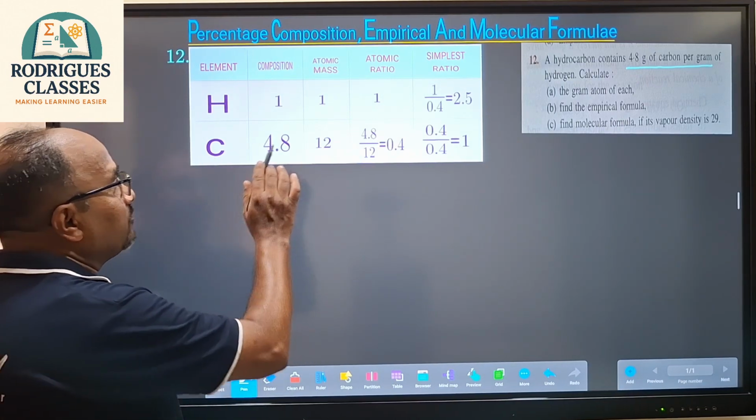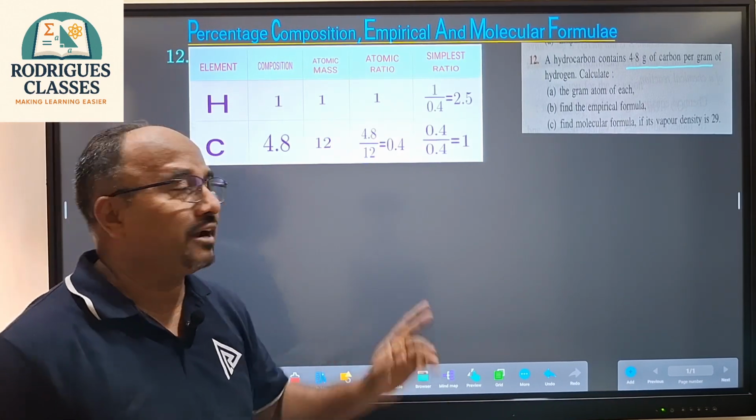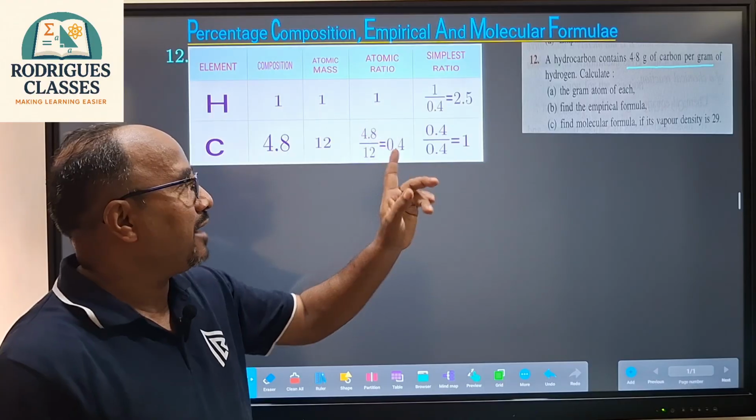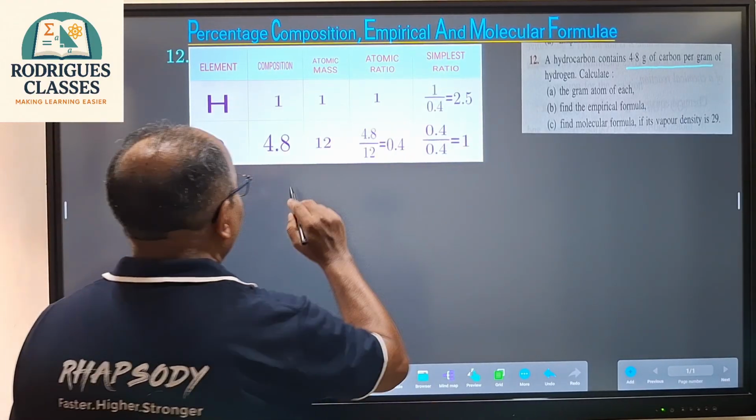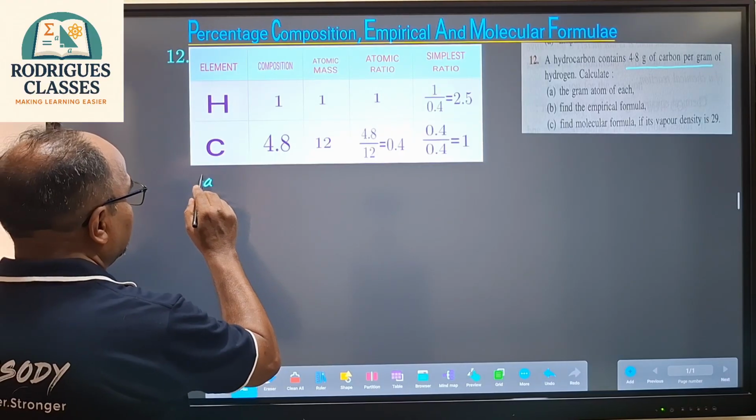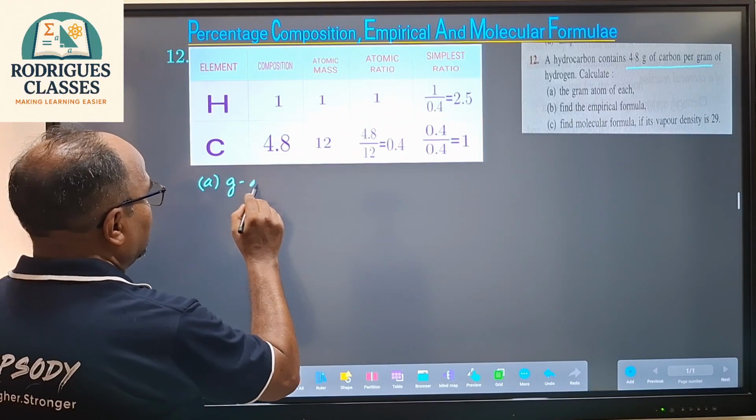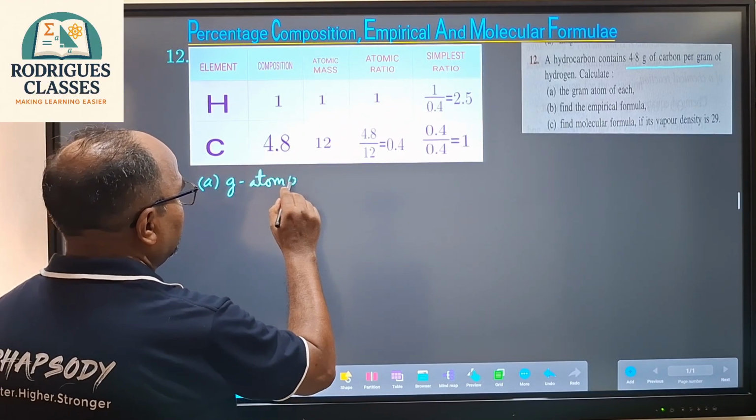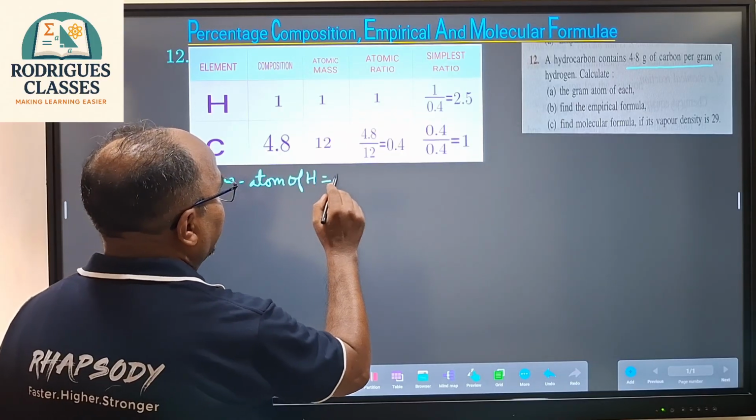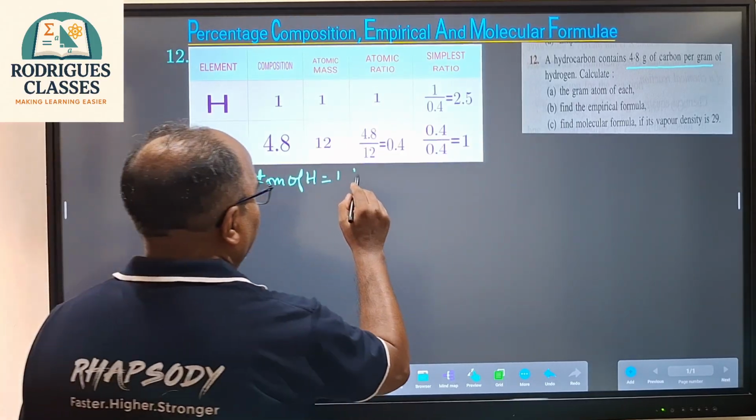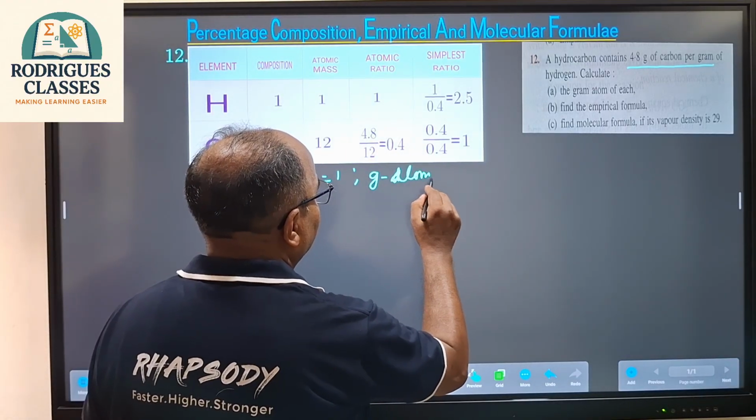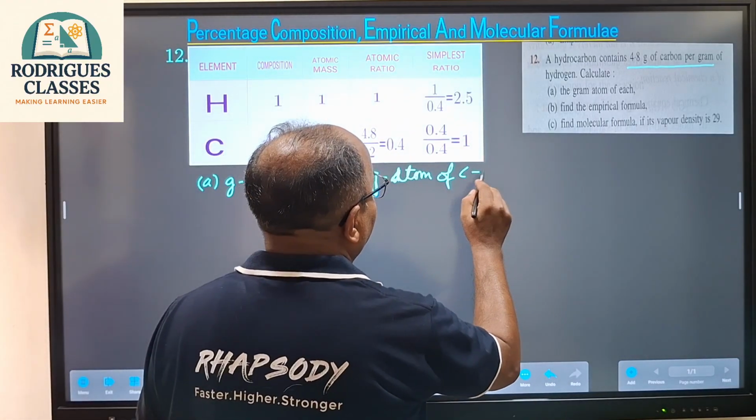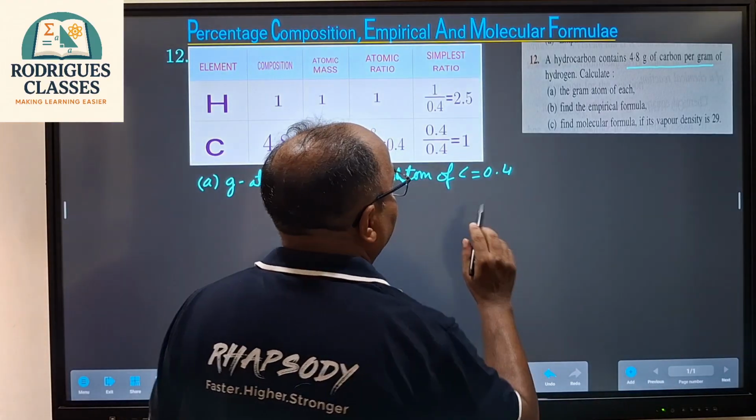And for carbon, 4.8 gram divided by 12 gives its gram atom, that is 0.4. So the A part answer is: gram atom of hydrogen is 1, and gram atom of carbon is 0.4. That we have got.